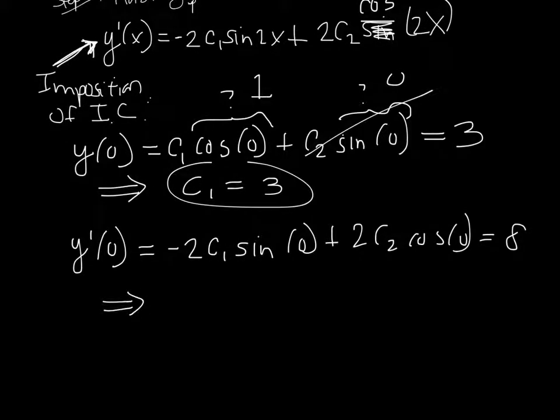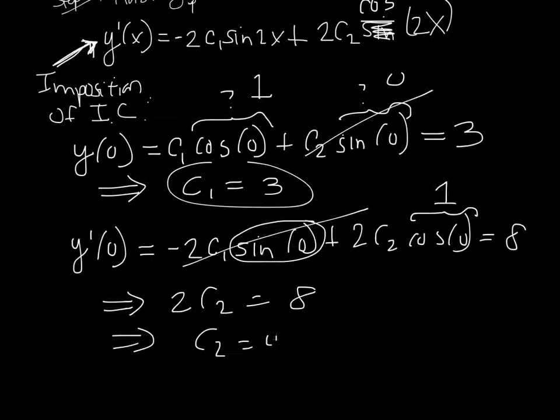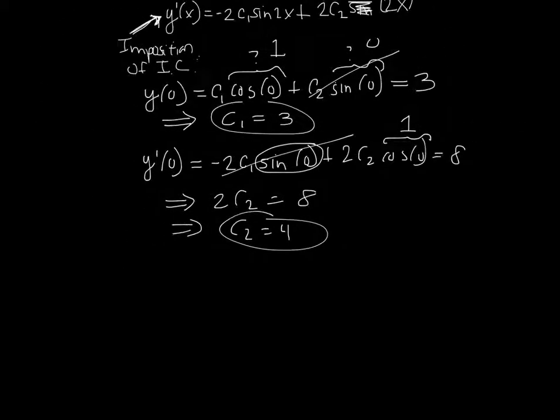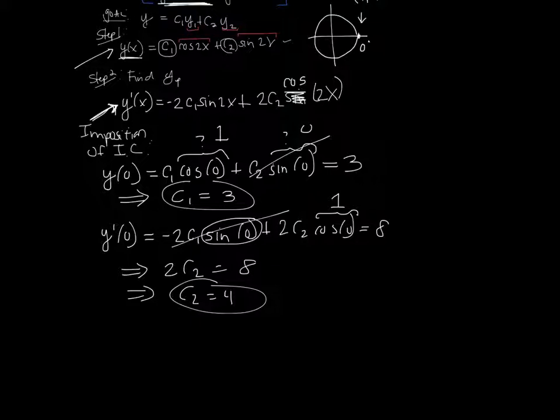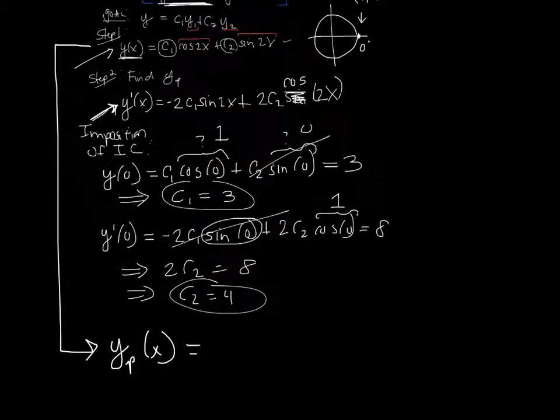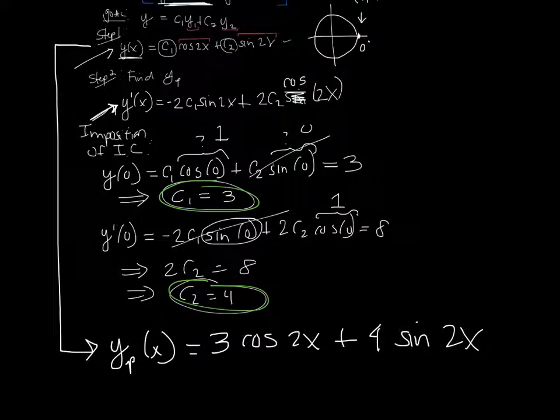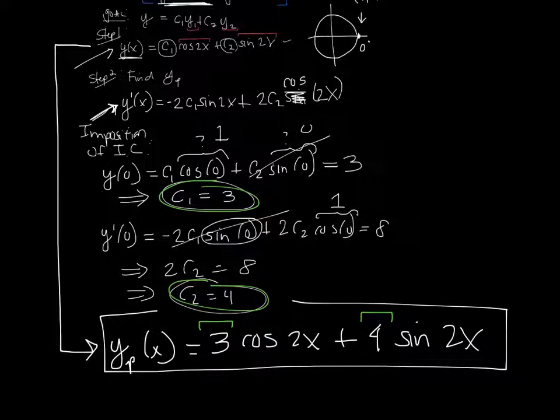And so what does this imply? Well, we love sine of 0 because that's just 0, which means that all that is 0. The cosine of 0 is 1. So I get 2C2 equals 8, and of course, C2 must be 4. Okay, so we can write our YP, our particular solution. Just so we can see the big picture here, there was my general solution y of x, so y sub p of x, with my C1 and my C2, is 3 cosine 2x plus 4 sine 2x. So there is the particular solution to this second order linear differential equation.